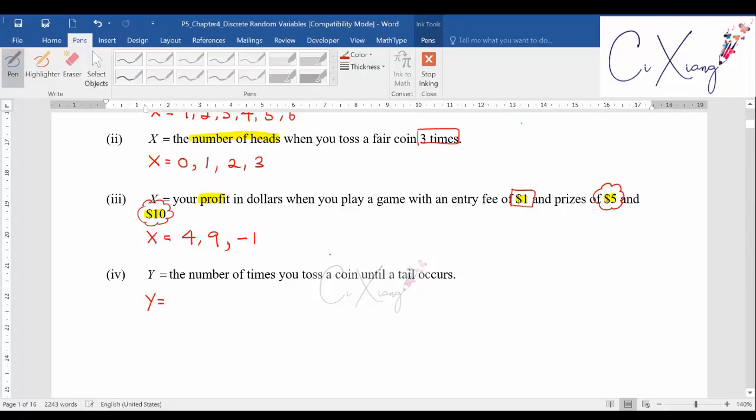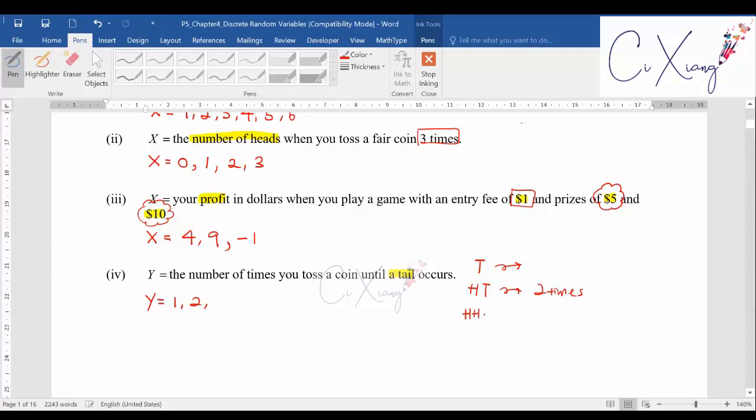Y is the number of times you toss a coin until a tail occurs. So when you throw a coin the first time, you get a head. Oh, sorry, until a tail occurs, right? So maybe you throw the first time and you get a tail already. For this one, how many times do you toss a coin? 1, right? So y can be 1. How about if you are not so lucky, the first time you throw the coin you get a head, and the second time you get a tail. This means you are throwing it 2 times, so y equals 2.